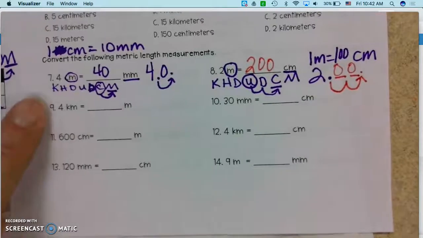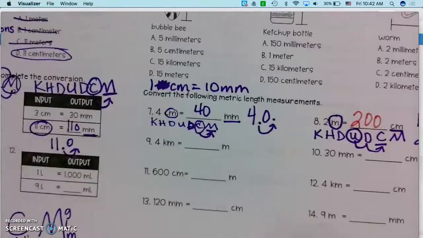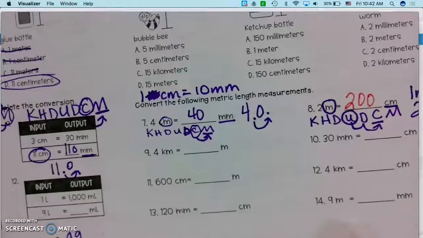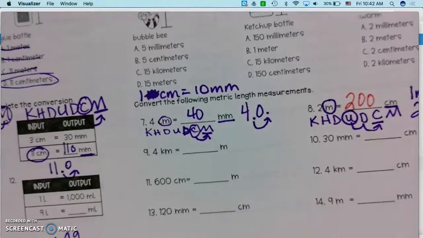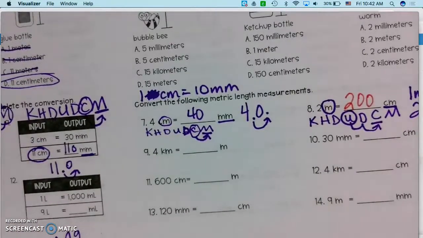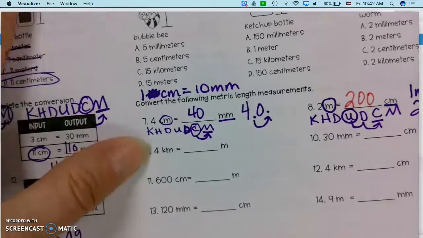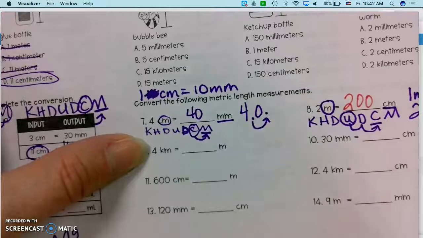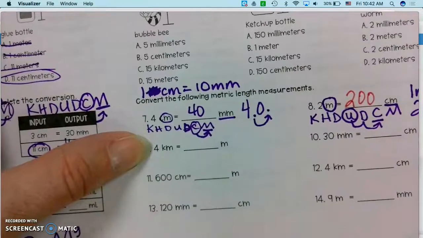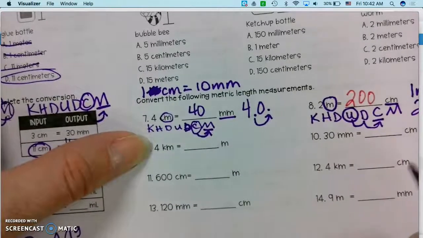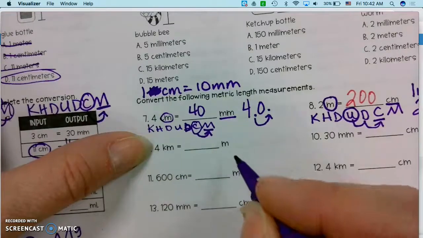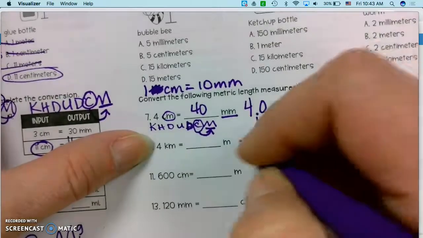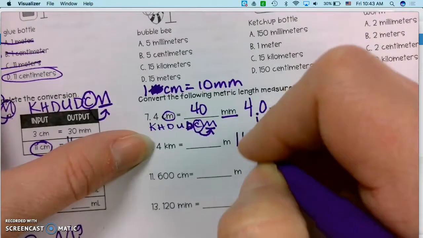All right. Let's look at number 9. Liters are on here. Centimeters and liters aren't going to be together. Meters are going to be with meters and liters are going to be with liters. Number 9, we have 4 kilometers, and we want to know how many meters that's going to be. Look at your conversion chart. What do you know about kilometers and meters? That 1,000 meters is a kilometer. Very good. So a kilometer's bigger.